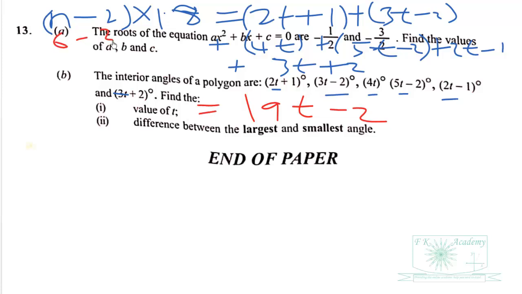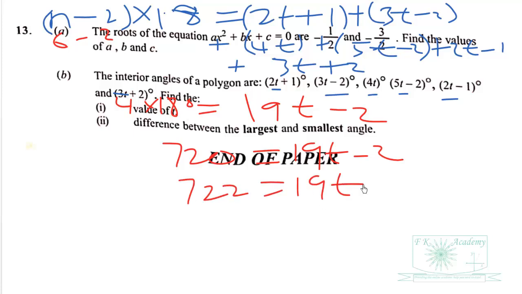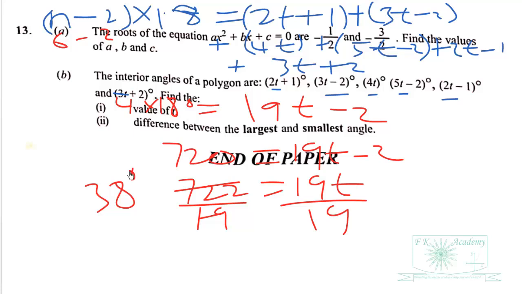6 minus 2 gives us 4. 4 times 180. So 4 times 180 will give us 720, equal to 19t minus 2. So adding 2 to both sides, we have 722 is equal to 19t. Dividing through by 19, we obtain t to be equal to 38 degrees. So t equals 38 degrees. That's the value of t.